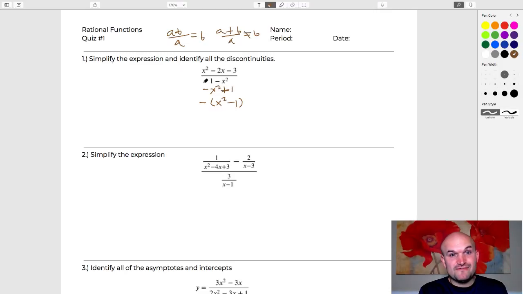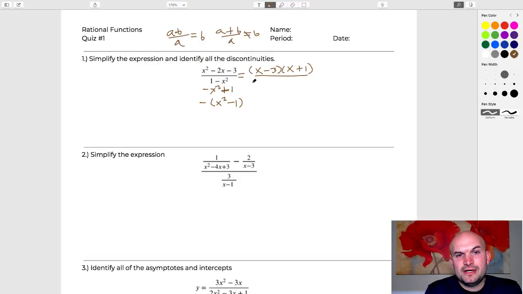Again, I'm not changing the value of this, right? First step, I just switch the variables, and second step, I just factor out a negative. But if you multiply that negative back and rearrange the variables, you're getting the exact same expression. This is a little bit easier to factor because I notice the difference of two squares. So I can factor this numerator to x minus 3 times x plus 1, and then factor the denominator as a negative x minus 1 times x plus 1.